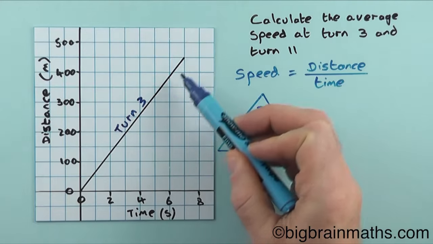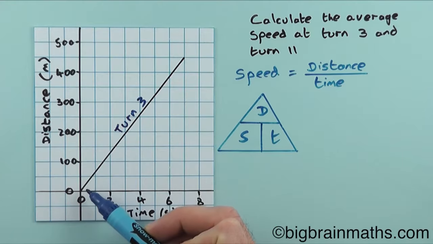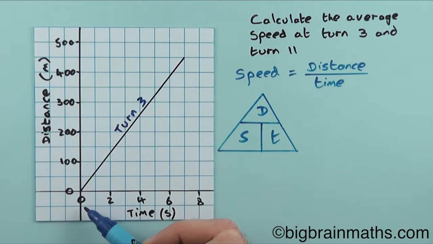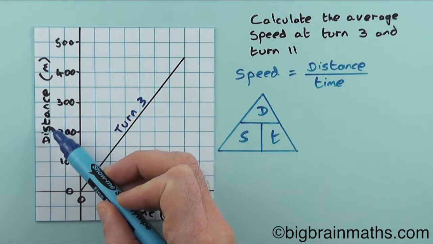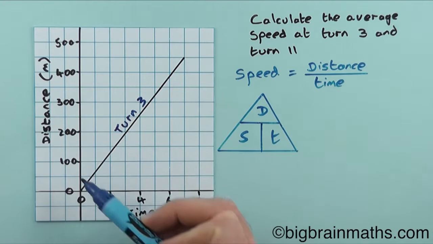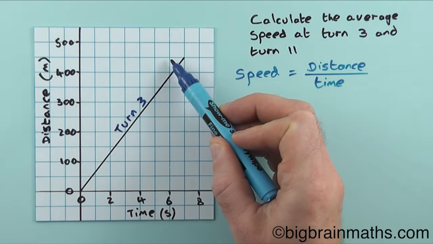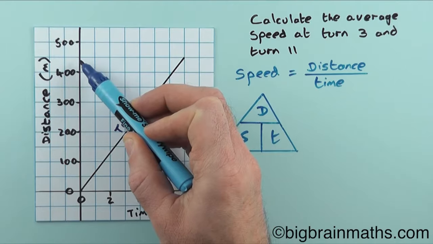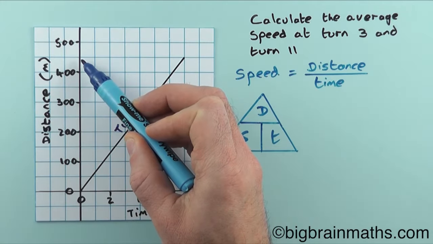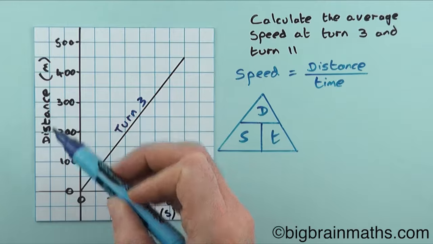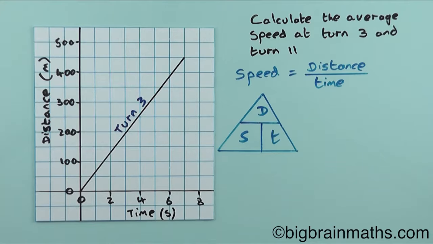Now, this is the line for turn 3. And hopefully you can see that it starts at 0. So the first thing that we're going to do is work out the distance of turn 3. So to do this, we need to go to the end of the line for turn 3, and then we need to go across the graph, and we need to read off this value from the y-axis, which is the distance. But remember, any time that we're reading off values from a graph, we must draw a dotted line on the graph using a ruler and a pen.